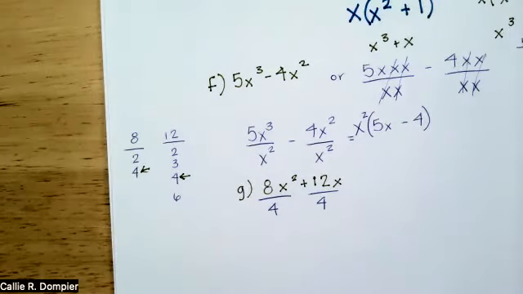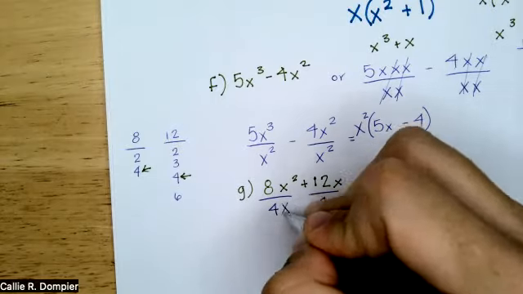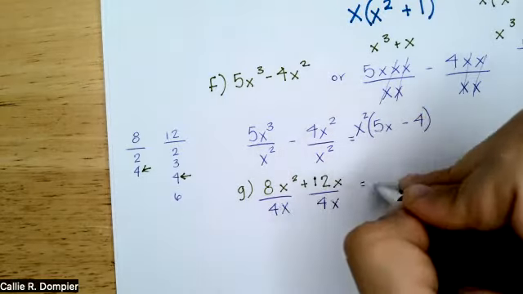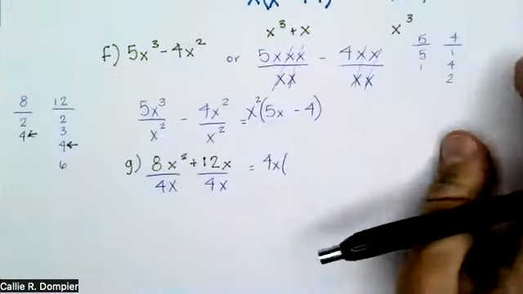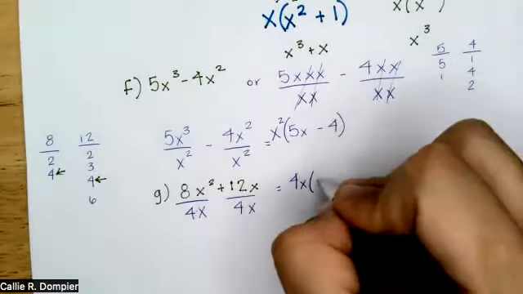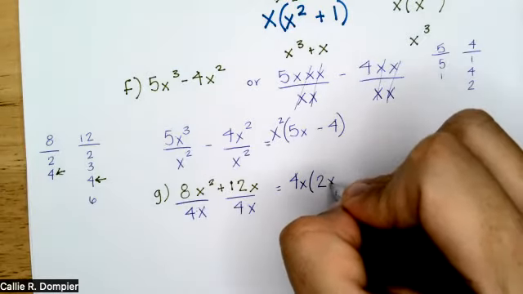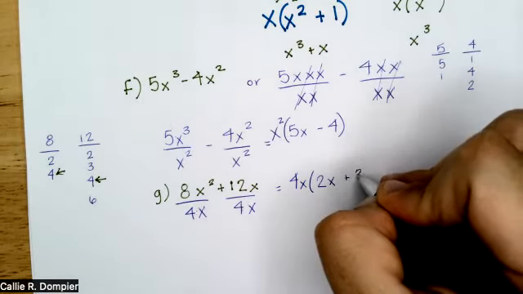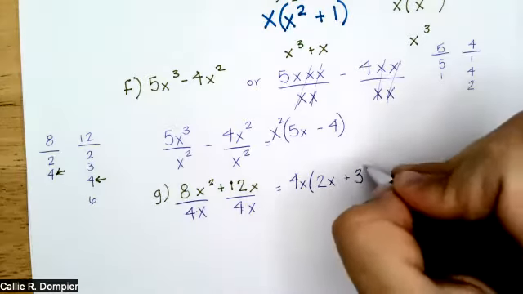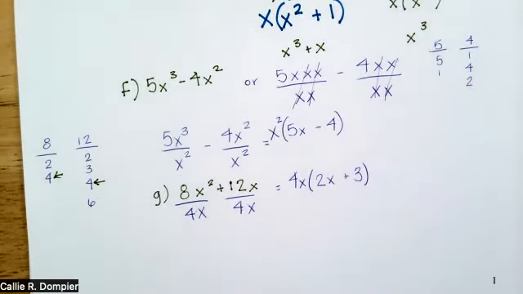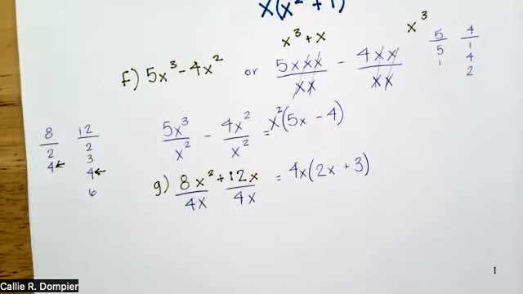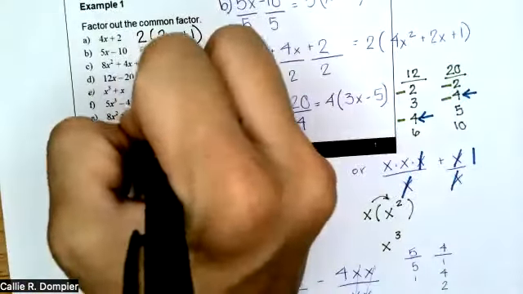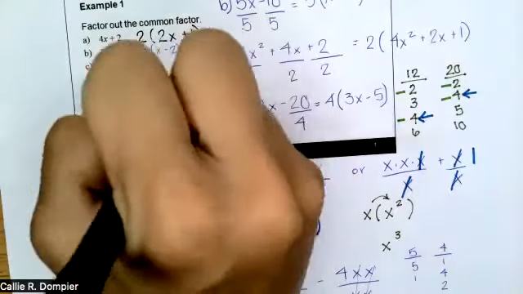All right. So x squared and x, the biggest term I can take out is x. So now I'll put 4x on the outside. 8 divided by 4 gives me 2, right? X squared divided by x just gives me x. It's a positive 12 divided by 4. 12 by 4 is 3, positive 3. X divided by x cancels out. So that one is 4x times 2x plus 3.